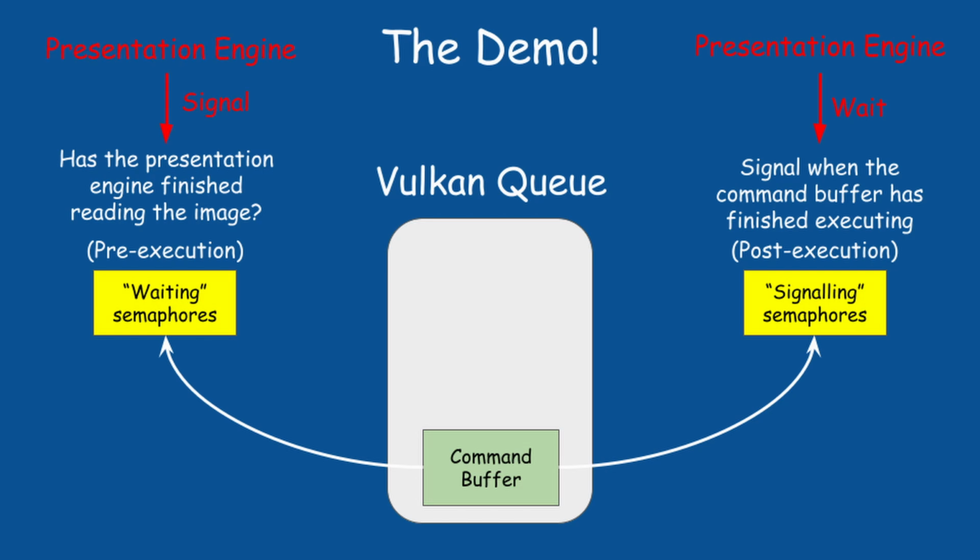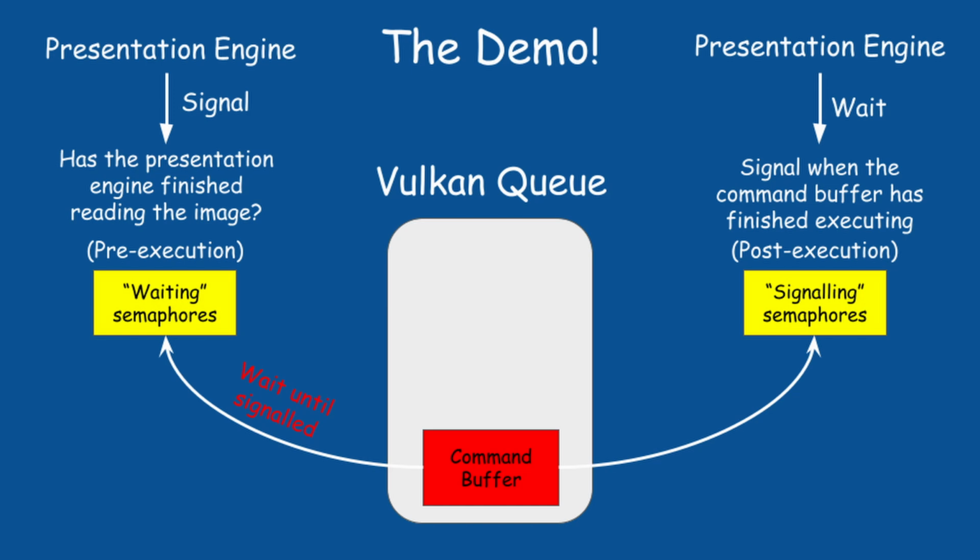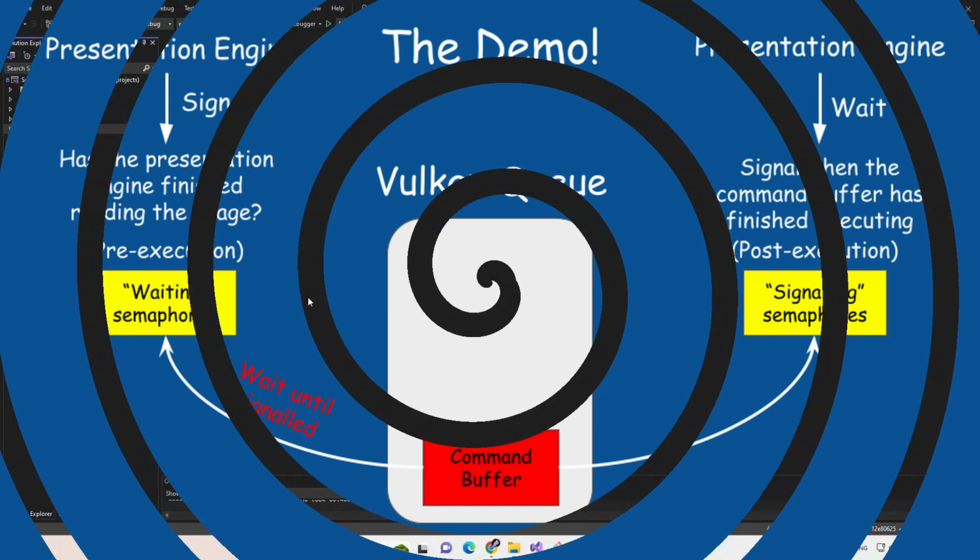We have to provide it when we acquire the image, and it will be signaled by the presentation engine as soon as it finishes reading from the image. If a command buffer is waiting for that image, it will start executing at this point. This shows you that we can acquire an image before it is actually available for rendering. Okay, so this is the theory. Now let's see how to implement it.